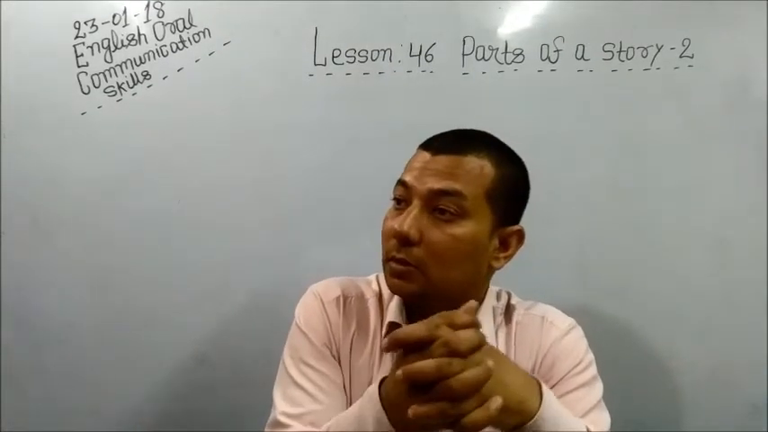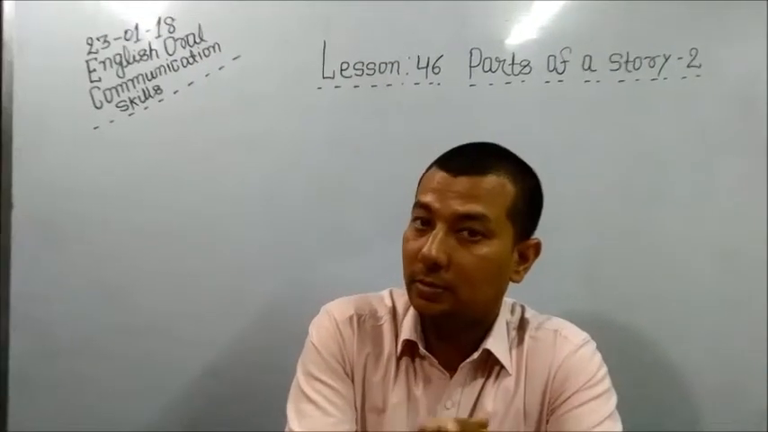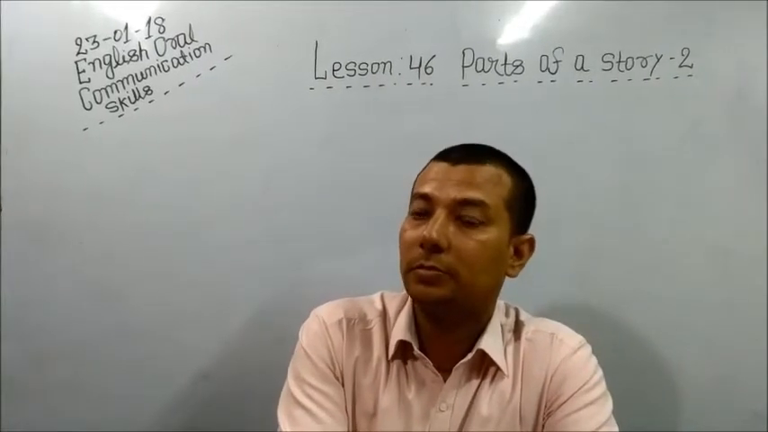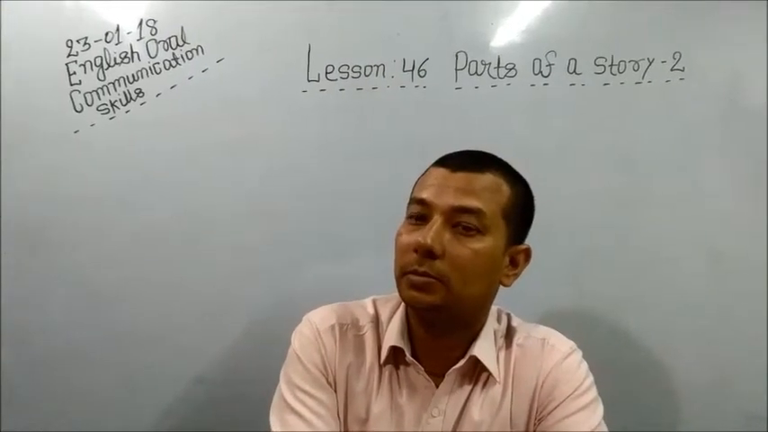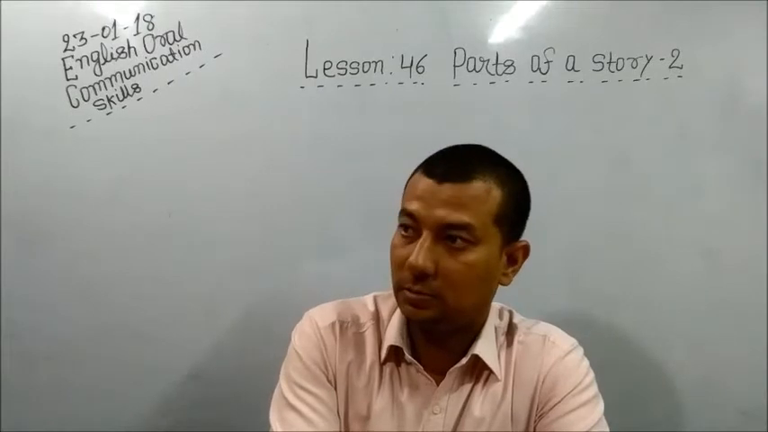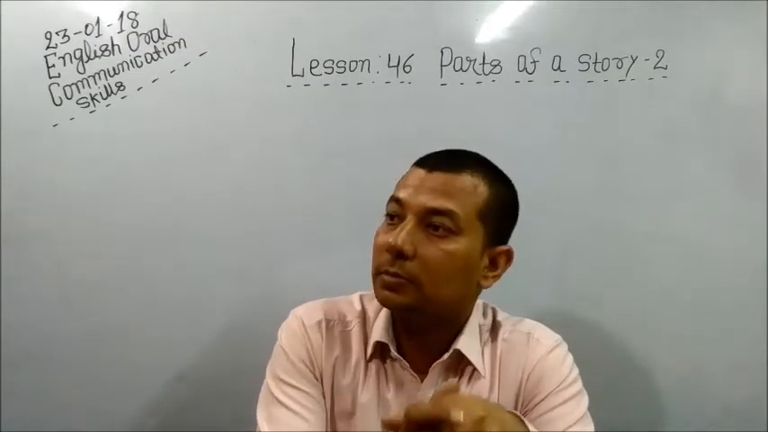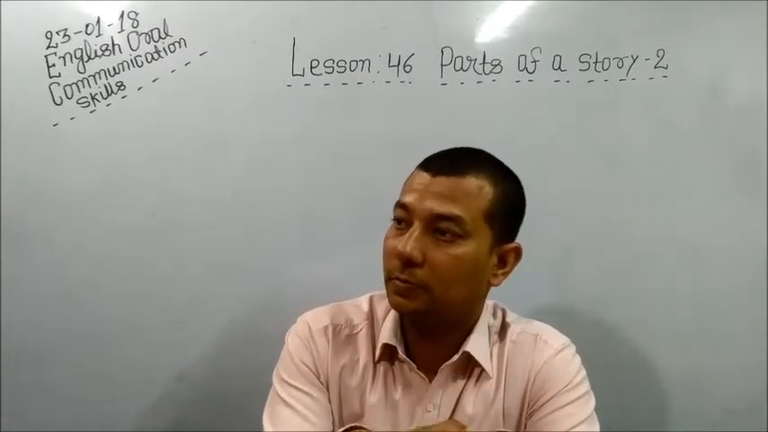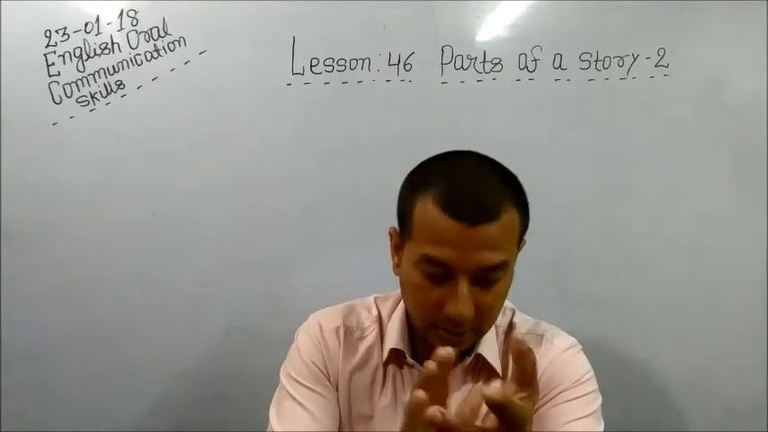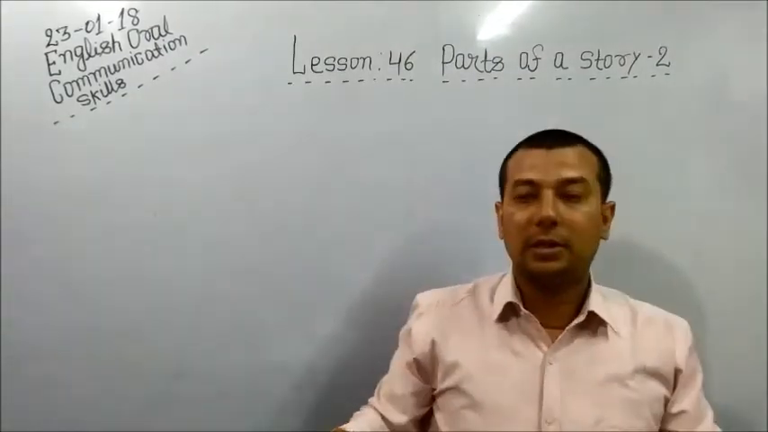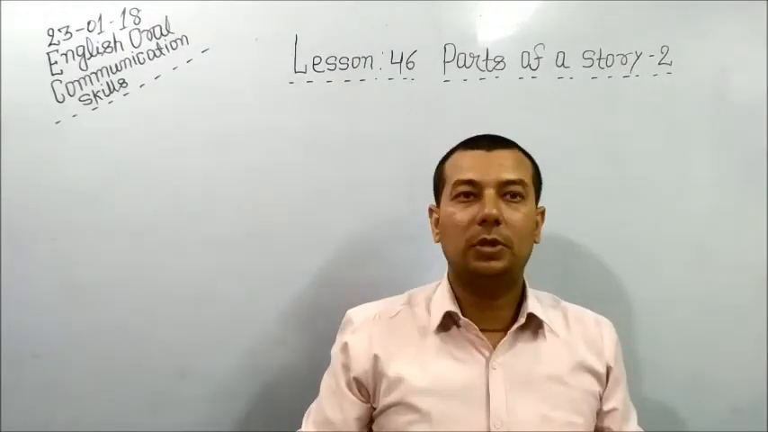Sir, there are 5 different parts of a story. The first one is the title. It is the name of the story. Second, the setting where the story is taking place. Third, the characters. And problem, resolution, and ending. Very good. Let's clap for Ritik. Well done, Ritik.